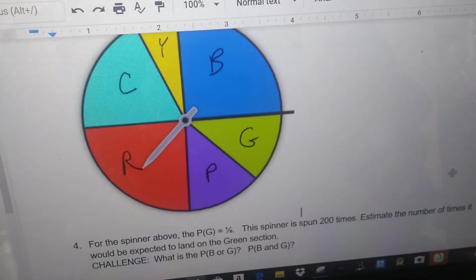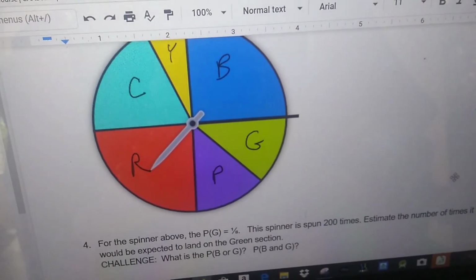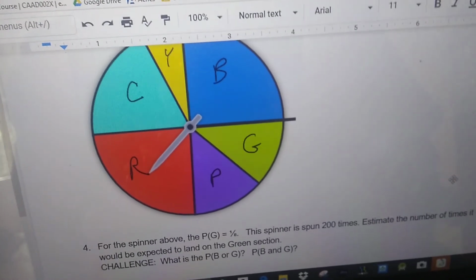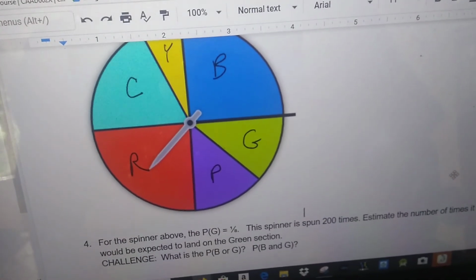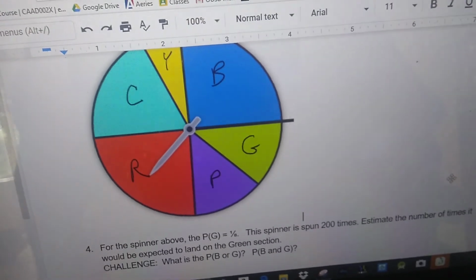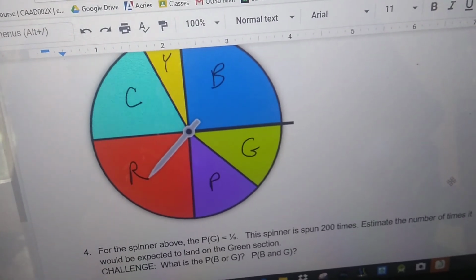And finally, I've got a challenge down there for you. What is the probability of blue or green? Shouldn't matter, blue or green. And then what's the probability of blue and green?